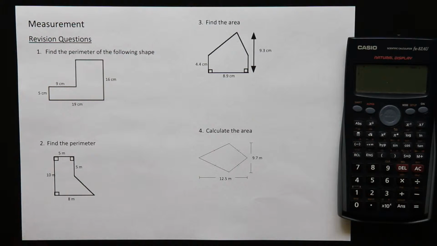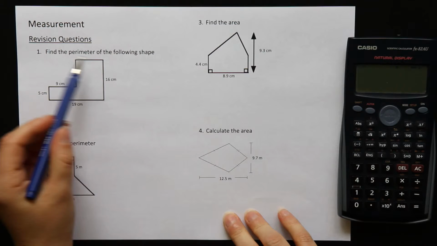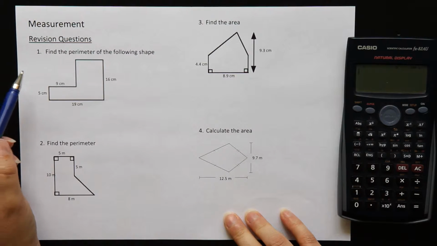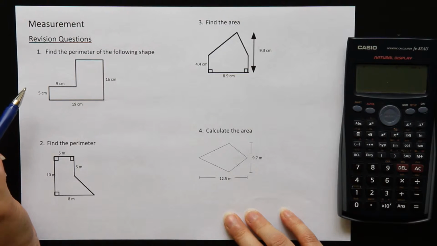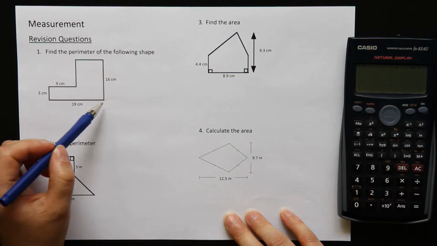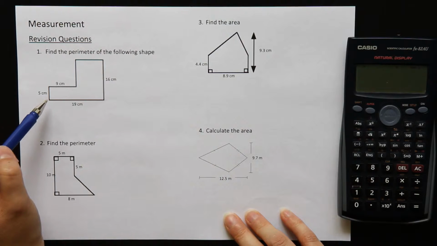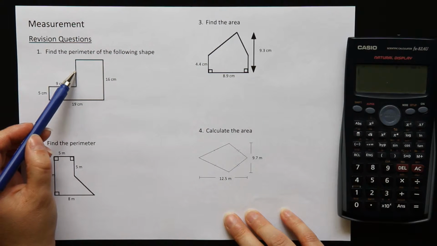So looking at question 1, it says find the perimeter of the following shape. Perimeter is the distance around the outside of the shape, so we need to add all the sides together. But before we can do that, there is some numbers missing. This one here is missing.